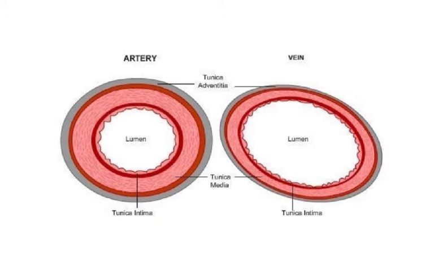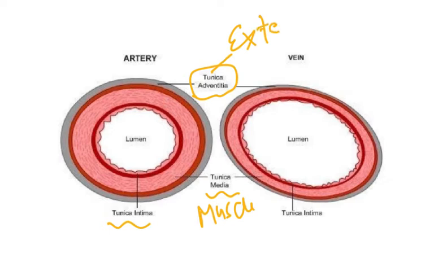So both have a lumen. Both have three layered structures: tunica intima, tunica media, the middle layer, which also has muscle in it, and tunica adventitia, but the other name is tunica externa. So we need to know these three layers, these names which are typical of this.